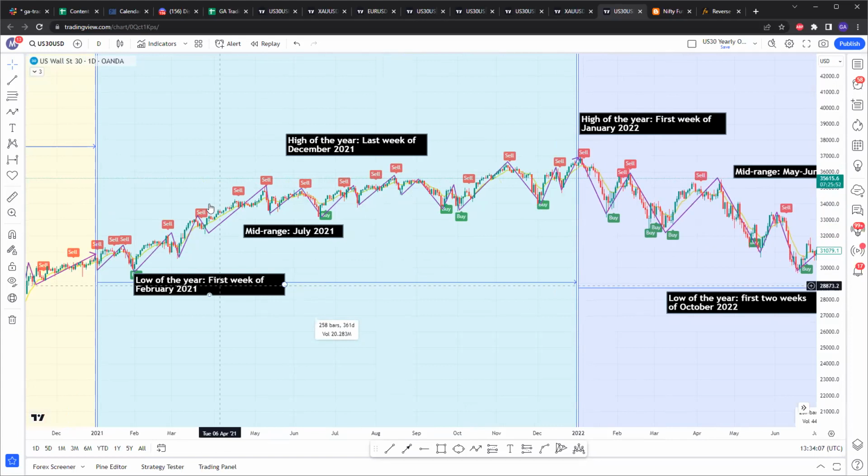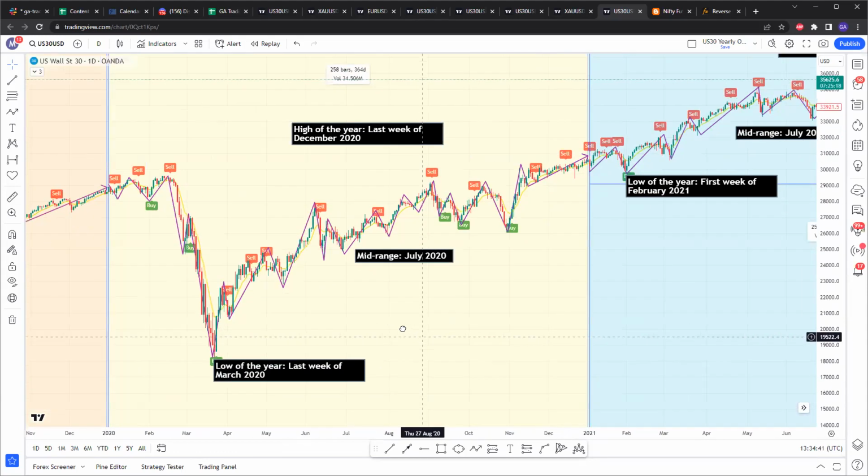Same thing with 2021. If we do 2021, the low of the year was the first week of February. The high of the year was the last week of December. The mid-range was July. Again, if we look at July here, we had this sell around July 12th. It wasn't a big sell because you can see the whole year was trending from the low of the year in February to the high of the year in the last week of December. So 2021 was mostly an uptrend year, but you can see that sell that came in around July 8th.